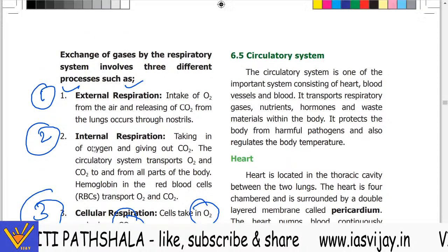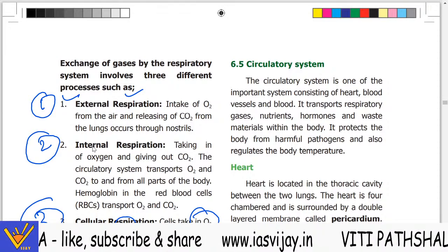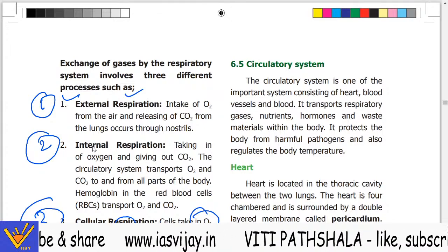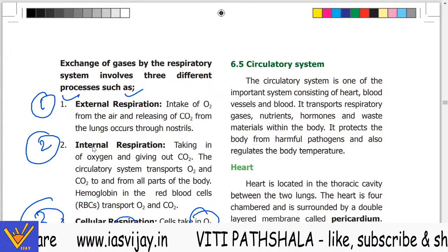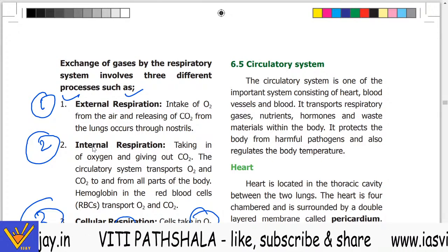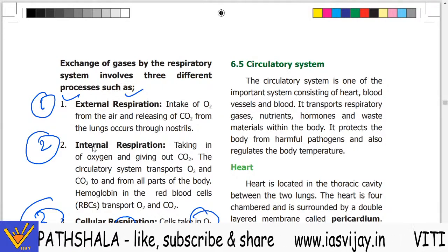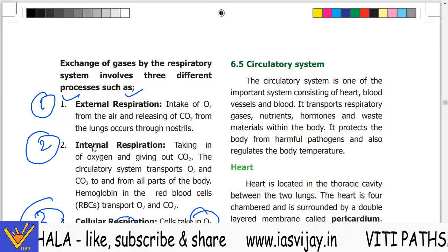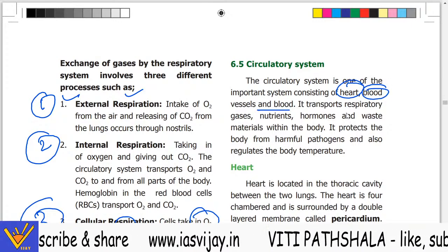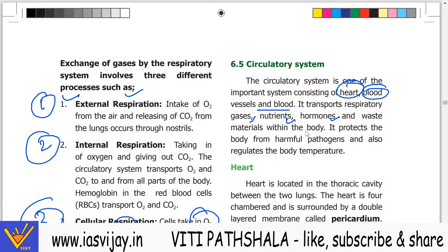Now this was about our respiratory system, and next comes our circulatory system. The circulatory system is one of the most important systems consisting of the heart, blood vessels and the blood. So circulatory system में क्या आता है, हमारा heart आता है, blood vessels और blood आती है. It transports the respiratory gases, nutrients and the hormones and the waste material within the body.